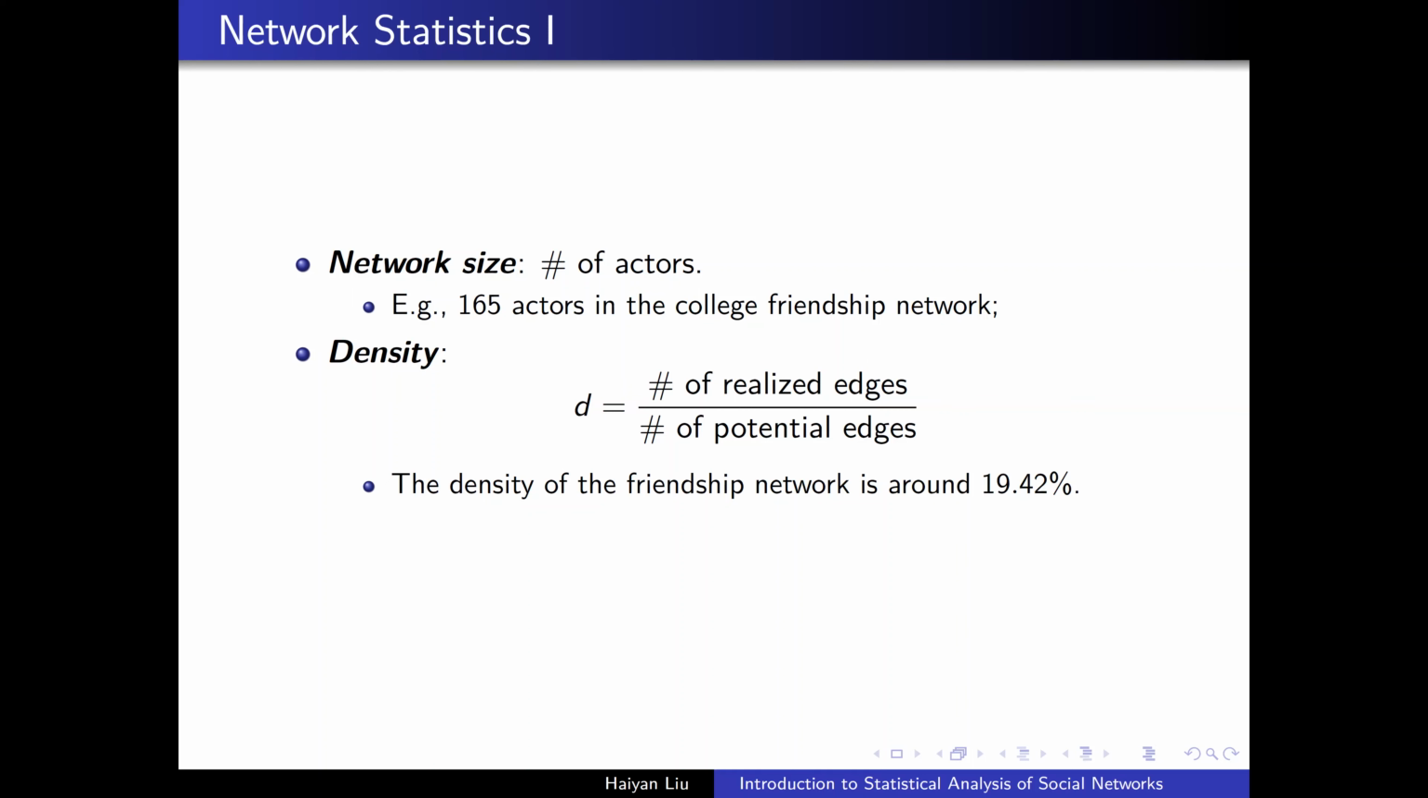Now, different networks may have different density. The college friendship network we just introduced has a density of around 19.42%. It basically means that around 19% of the potential edges are actually realized.